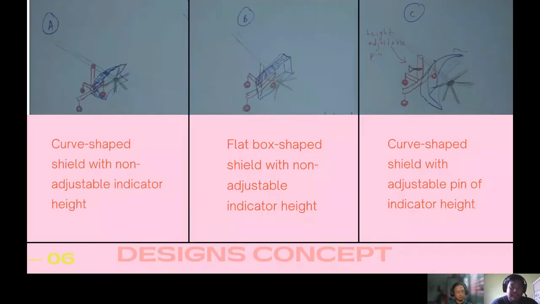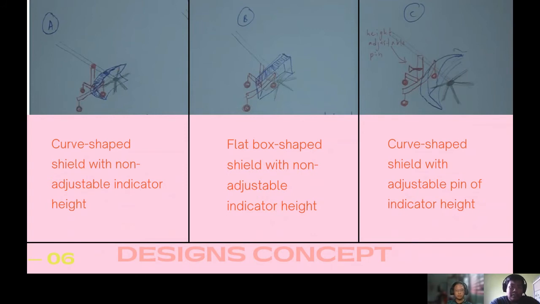Okay, thank you, Zafril. Now the slide shows the three designs of the shield and indicator, which are design A, design B, and design C. For design A, the shield has a curved shape and an adjustable indicator height. It means that the indicator can be adjusted. We can adjust the height that we want.